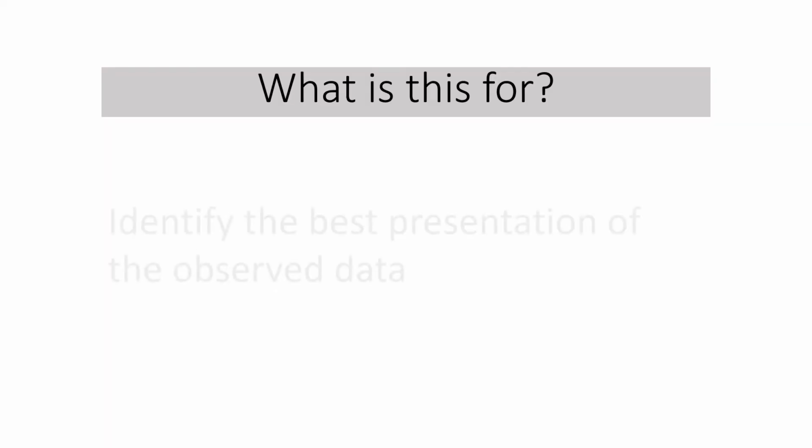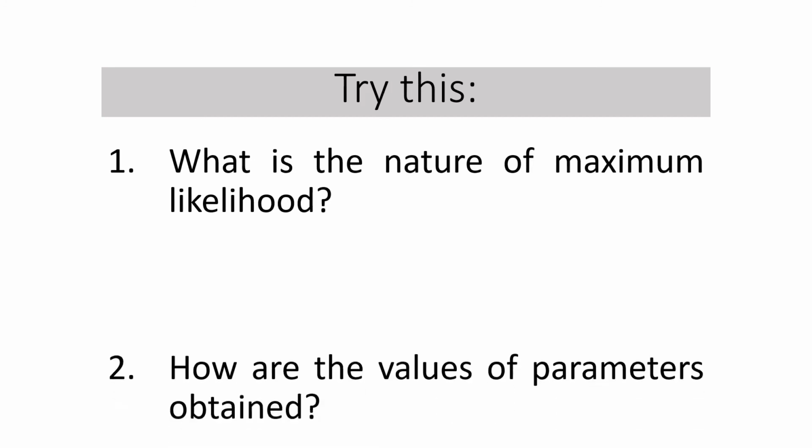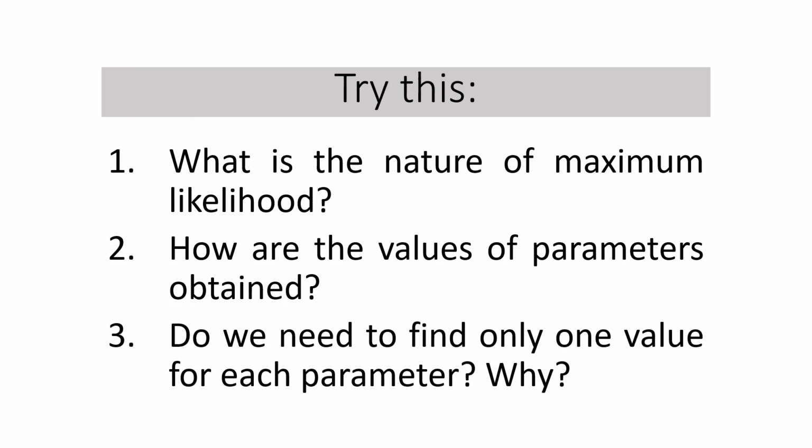What is this for? Why do we have to study this? By being able to identify the different values of the parameters, we can compare the different sets of models that can give us the best representation of the observed data. After all is said and done, let's try this. What is the nature of maximum likelihood? How are the values of parameters obtained? Do we need to find only one value for each parameter? Why? Leave your answers in the comments below so that we can have a very rich interaction of ideas and learn from each other.